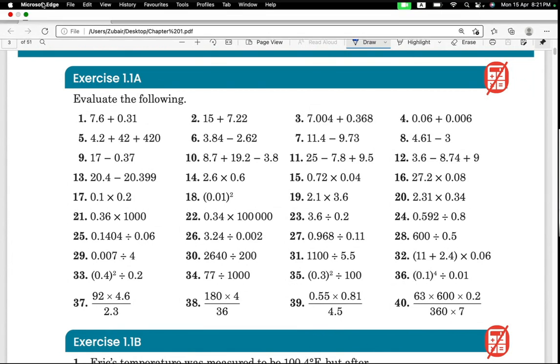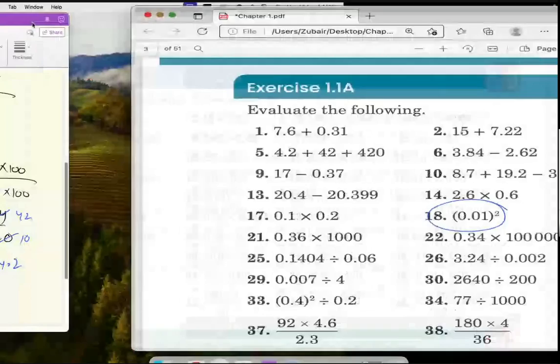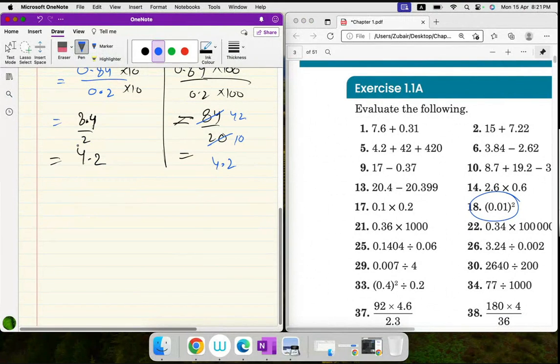So let's try something like this. Ali, I'm hearing very little from you. For example, we have a number 2 into 3. What would be the answer? 6.